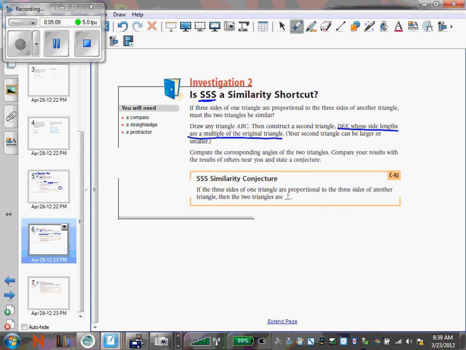Start with any coordinate points for your triangle ABC. Pick a scale factor. It can be a half, it can be 2, it can be 3, and make a second triangle whose 3 sides are a scale factor multiple of the original one. Then compare the corresponding angles of the 2 triangles. To compare, I would use patty paper, trace the first one, and then see if the corresponding angles are congruent. Or you can use a compass, or you can use a protractor.